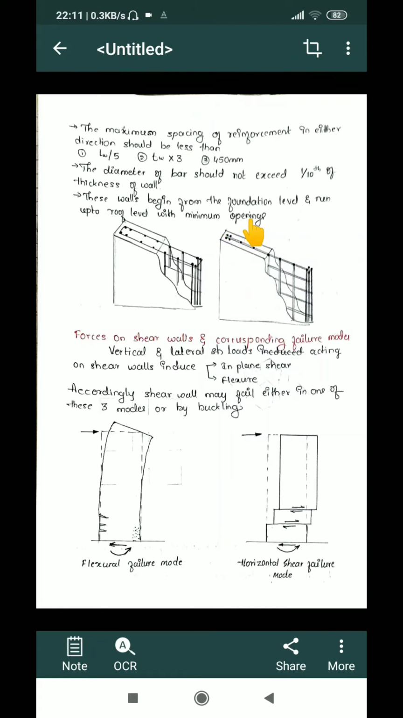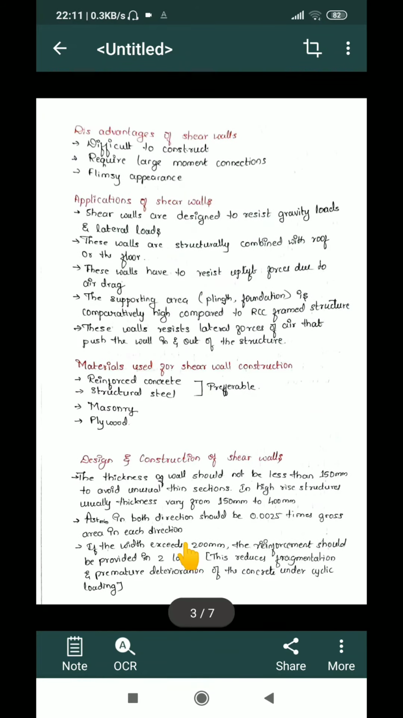Now, as per the thickness of the wall, the number of layers of reinforcement differs. If a wall is very thick, then we may provide reinforcement in 2 layers, and if the wall is very thin we can provide reinforcement in a single layer mat type. If it is 2 layers of reinforcement, it will be something like this. As for the minimum area of reinforcement, we take it as 0.0025 times the gross area in each direction.